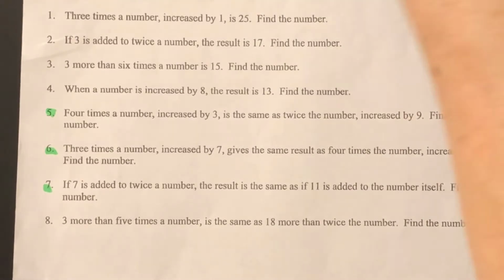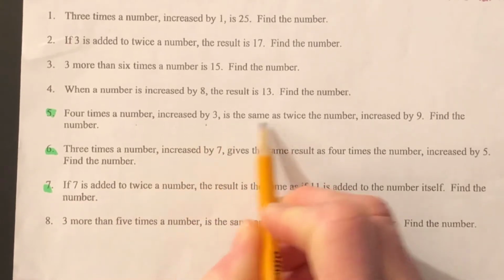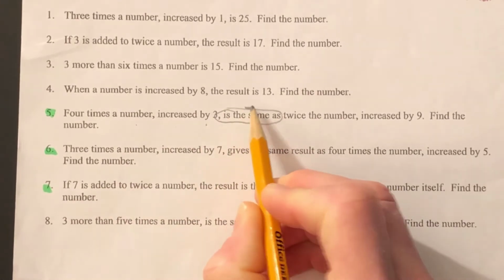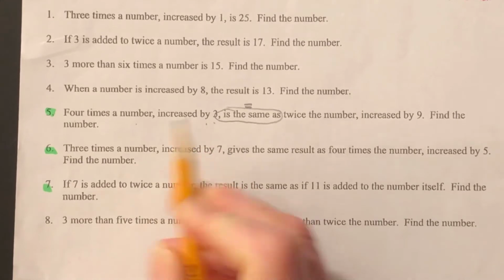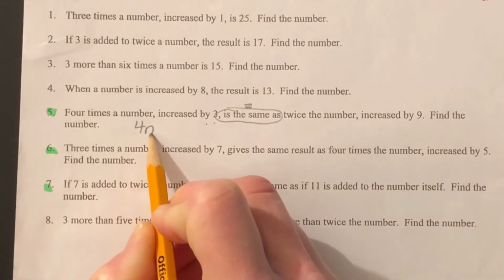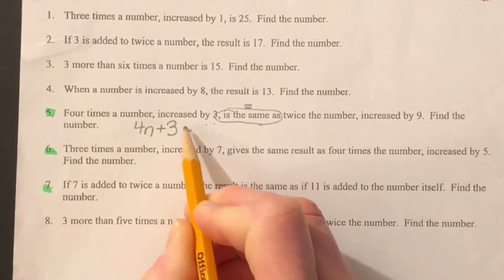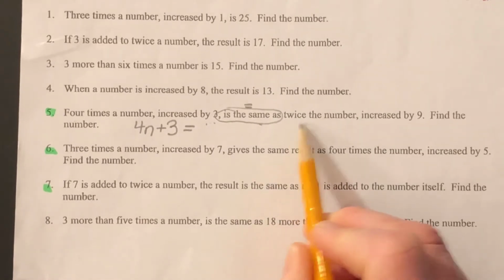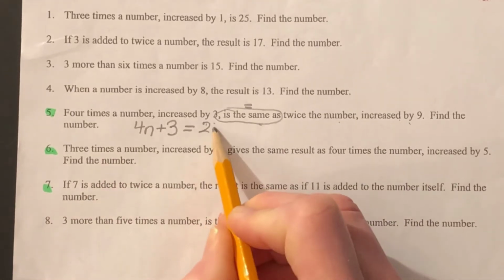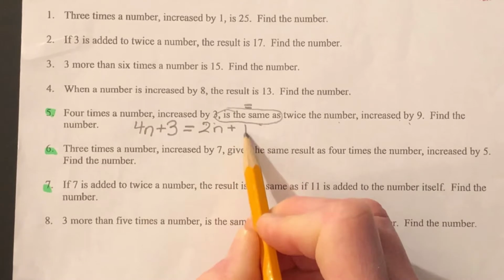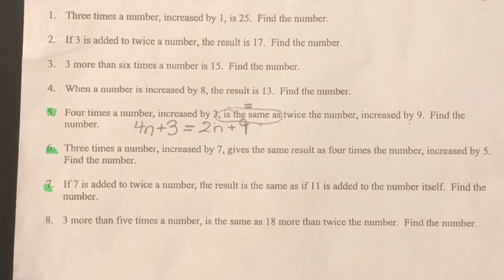Number 5. 4 times the number increased by 3 is the same as, that's my equals. 4 times the number increased by 3, this is one side. Is the same as, now the other side of the equation. Twice a number increased by 9, find the number. Here is where we solve.